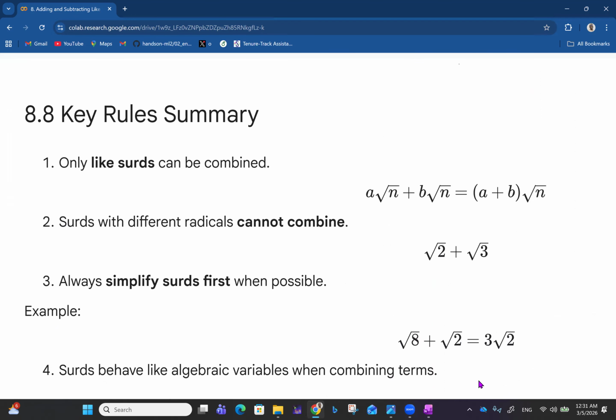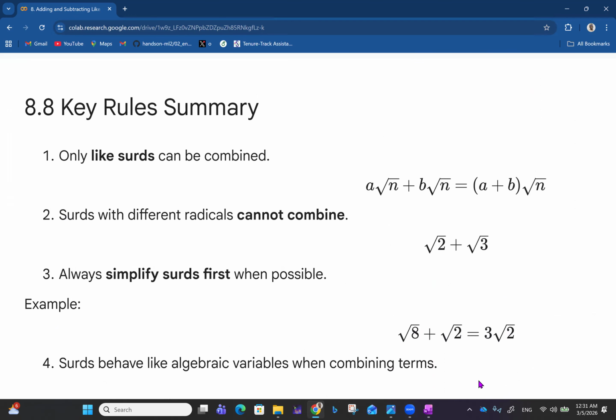So in essence, we have some key rules to summarize adding and subtracting like surds. Only like surds can be combined, as already established. So a root n plus b root n is equal to a plus b root n. Surds with different radicals cannot combine, like root 2 plus root 3 cannot combine.